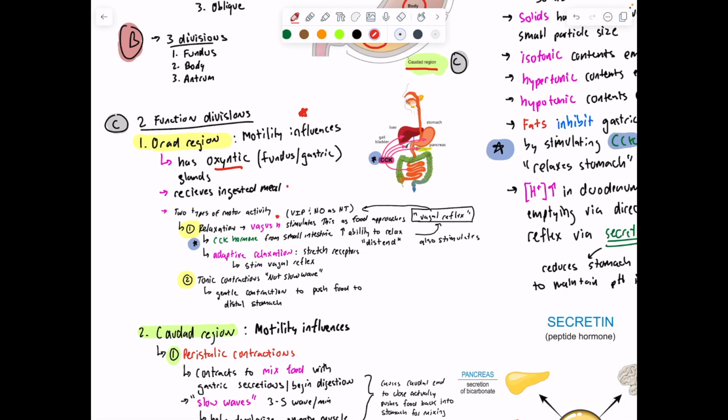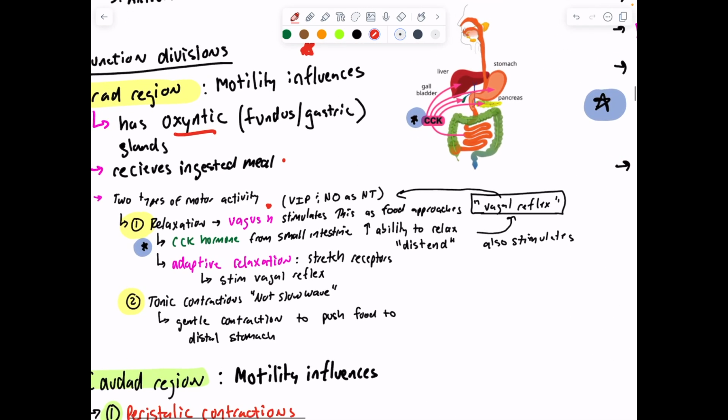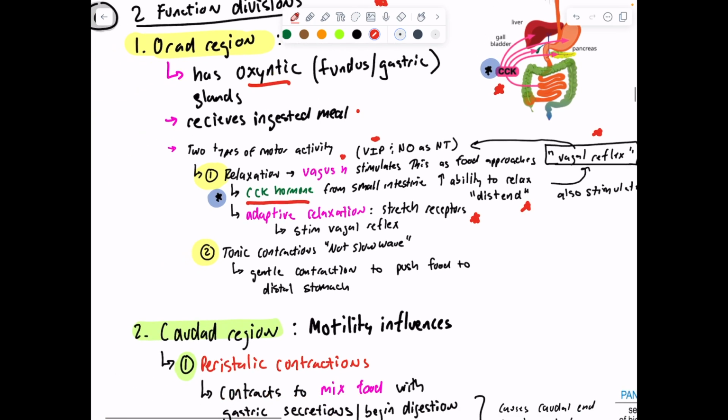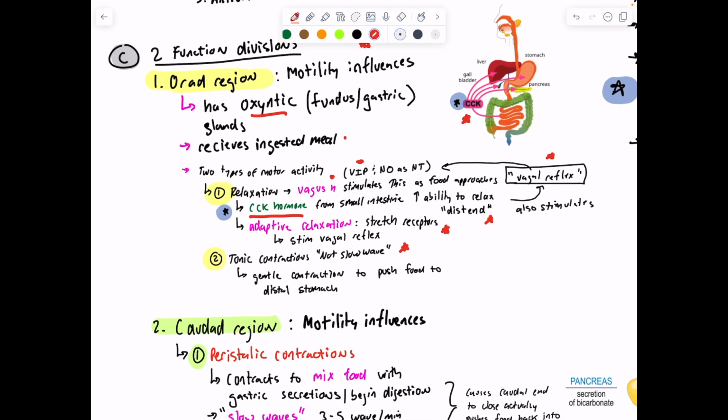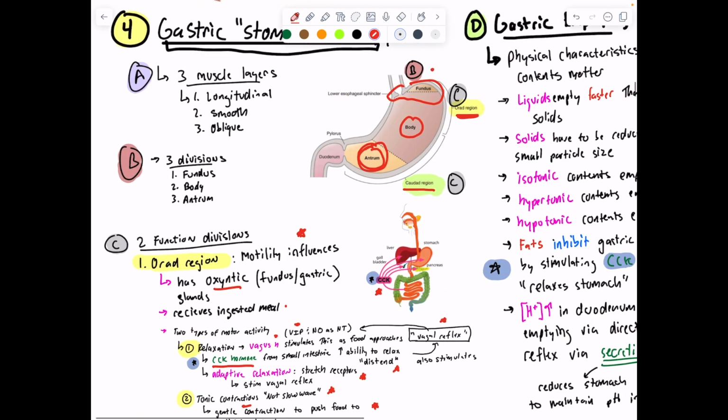And helping this relaxation, you also have a couple of other things. Stretch receptors are going to stimulate a vagal reflex, which releases VIP to relax this region and prepare for food. Then you also have the CCK hormone, which is released by the small intestine, and that's going to increase the ability of the ORAD region to relax and distend. You do not have a so-called slow wave here from the myenteric plexus, those caudal cells, but you do have tonic contractions, gentle contractions to push food into the distal stomach, the antrum, the caudad region.